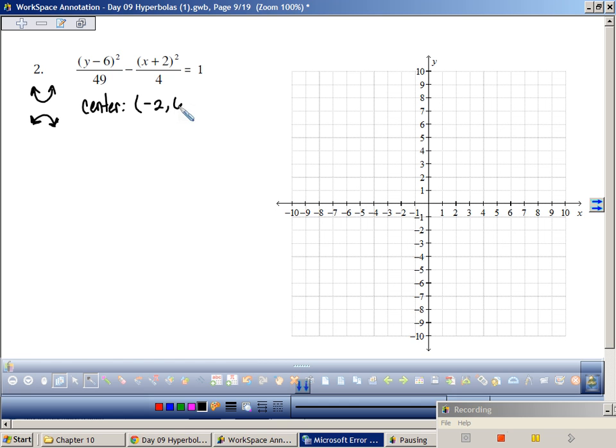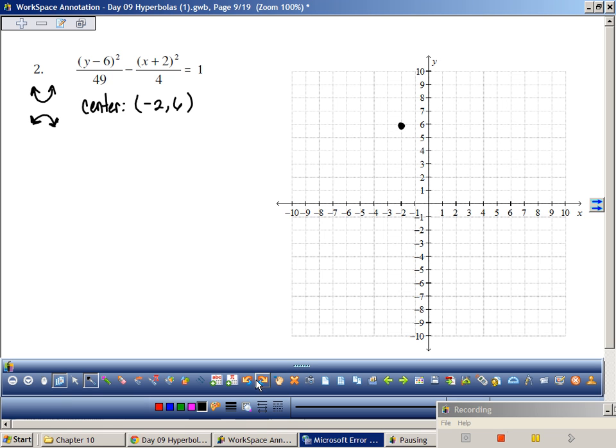Negative 2, 6. Why is it negative 2, 6 and not 6, negative 2? Yeah, because the Y is over here and the X is over here, so you just have to switch them. So negative 2, 1, 2, 3, 4, 5, 6. There is the center. And I'm going to have branches that are going to do something like this, right? Okay. So what other pieces of information can I get from this?